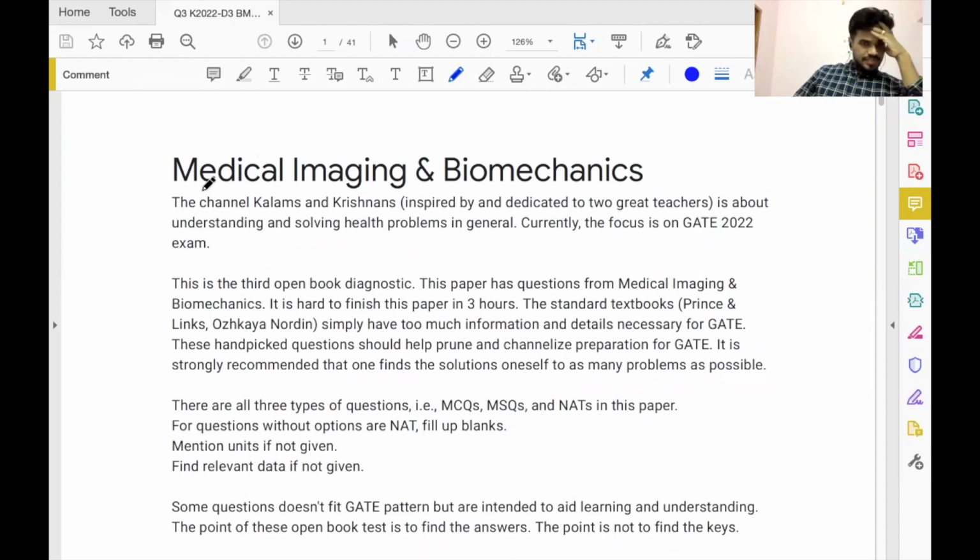So we are discussing the medical imaging open book paper. First thing, a couple of things. It was an open book diagnostic, so you actually had time to refer to a book, find the appropriate concept and theory, and answer the questions. He also said it's going to take more than 3 hours. We had about 3 weeks to complete this.